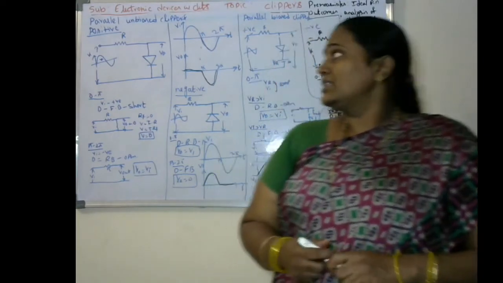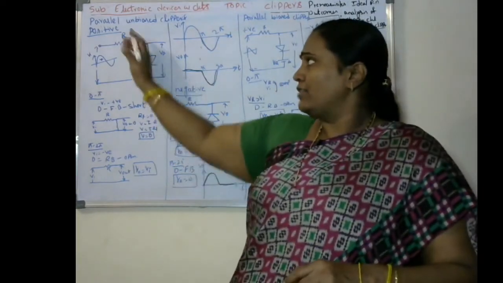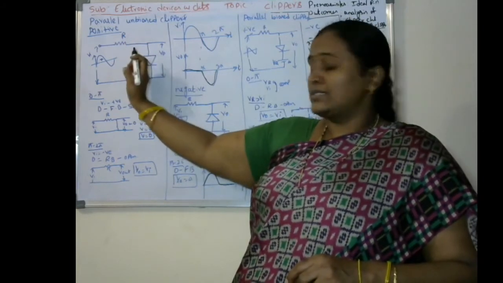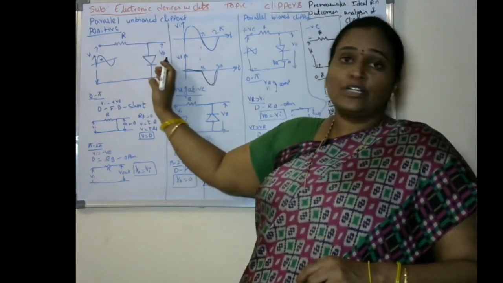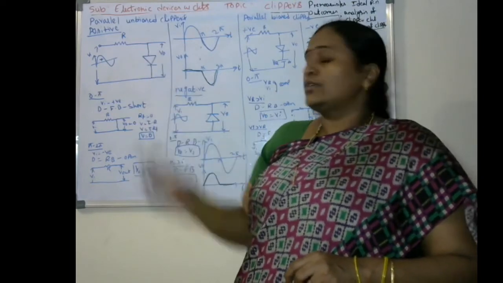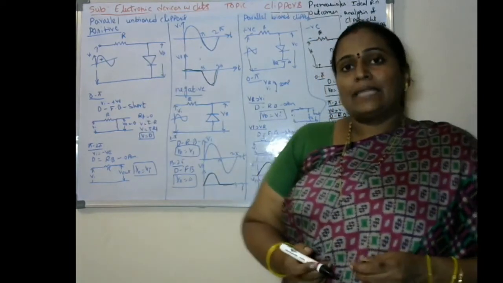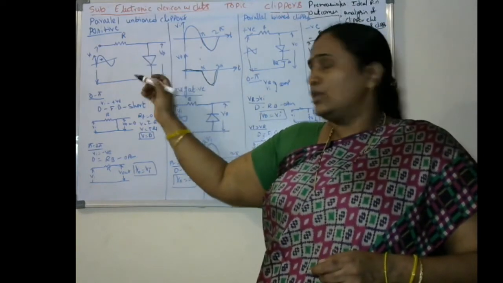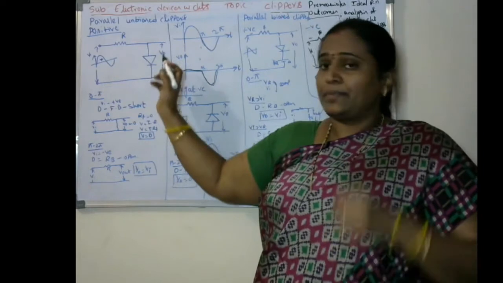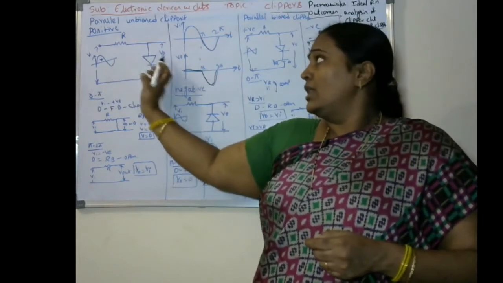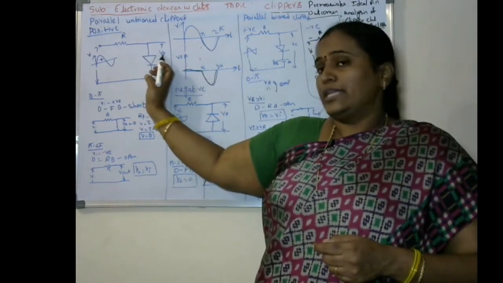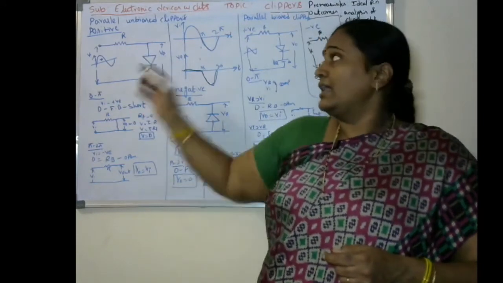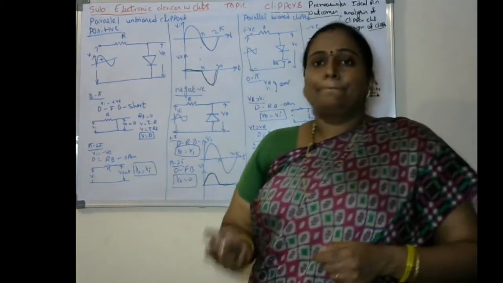In the parallel clipper, the diode is connected in parallel with the load resistance, and the output voltage is measured across it. Those types of circuits are called parallel clippers. Remember this simple logic: the diode is connected in parallel, and the output voltage is taken in parallel with the load resistance RL. Then it is called a parallel clipper.